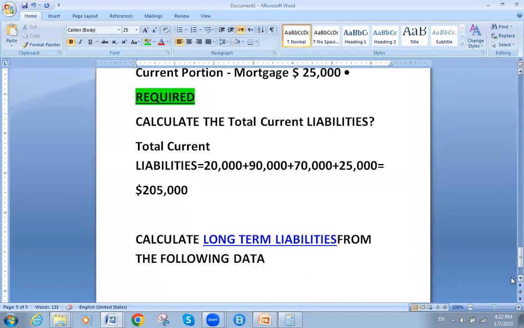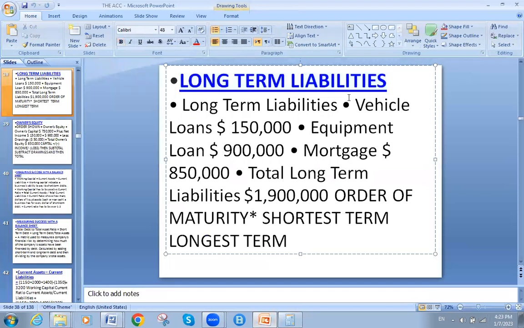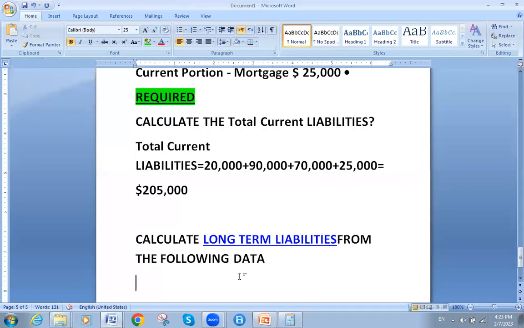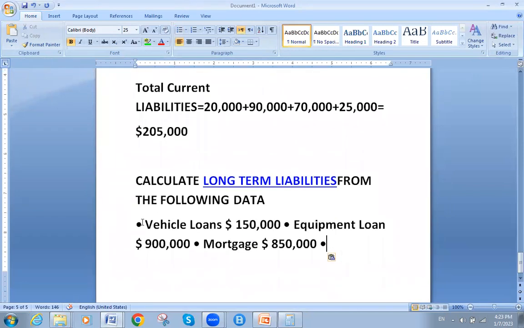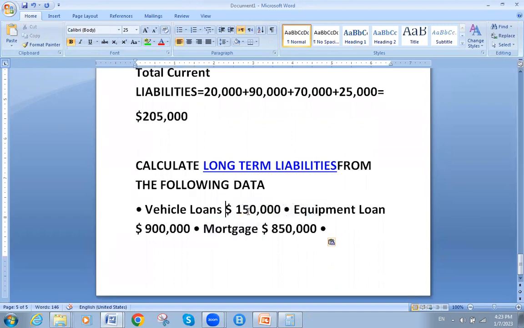And here is the data which I will give you. I will take the same example, but I will change the numbers. So here I will say vehicle loans. I will take all these together, Control C. The purpose of this example is just to make you familiar with what we will put in the long term and what we will put in the short term for the liabilities. So here 150, I will change it into 170. And equipment loan, I will make it 800. And this I will make it 700. And that's it.